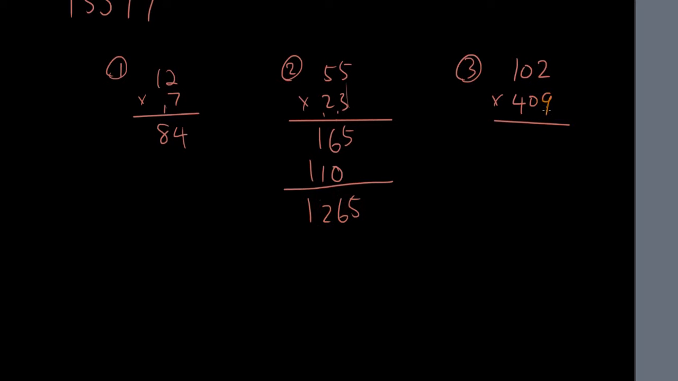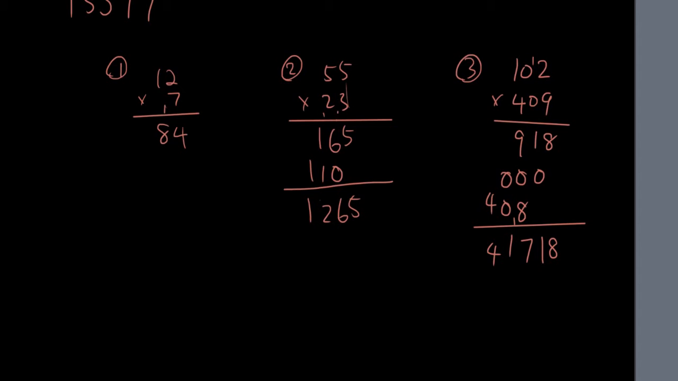Okay, 9 times 2 is 18. 9 times 0 is 0, plus 1 is 1. 9 times 1 is 9. 0 times 2 is 0. 0 times 0 is 0. 0 times 1 is 0. Why did I just do that? 4 times 2 is 8. 4 times 0 is 0. 4 times 1 is 4. Add them all together. 8, 1, 9 plus 8 is 17. 1, 4. 41718. Check them in your calculator.